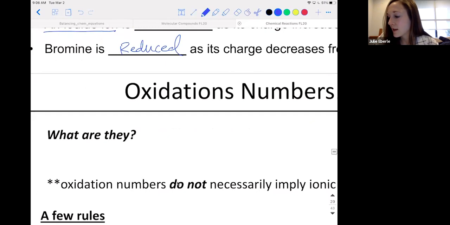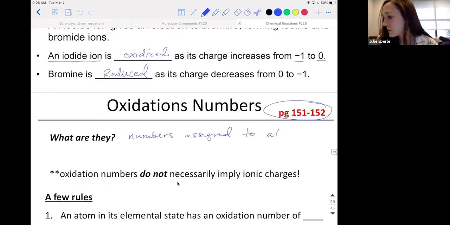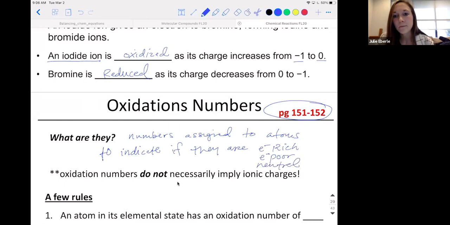What are oxidation numbers? They are numbers assigned to atoms to indicate if they are electron rich, electron poor, or neutral. All right. So that's what we've been doing. We've actually been assigning oxidation numbers.